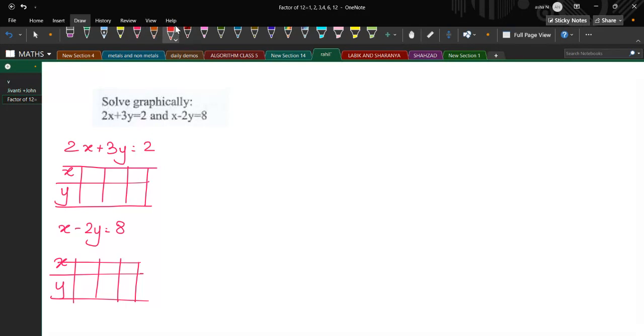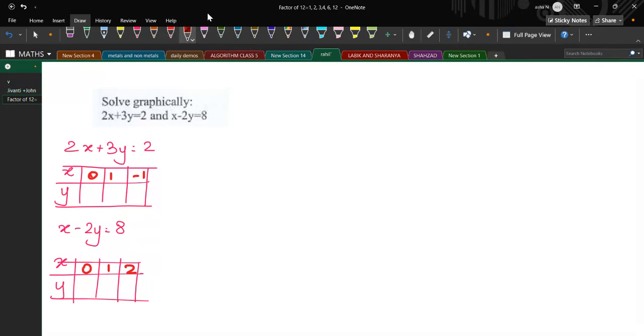Now what will we do? We will put 0, 1 and minus 1 here, and here we will put 0, 1 and minus 1 again, or maybe 2 to make our life easier. We can take any value. We can substitute x, we can substitute y.